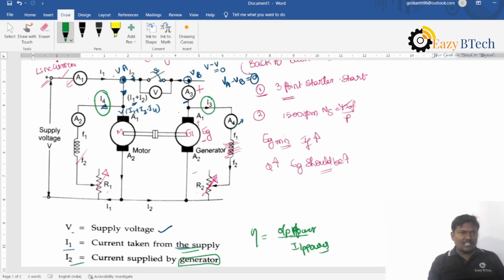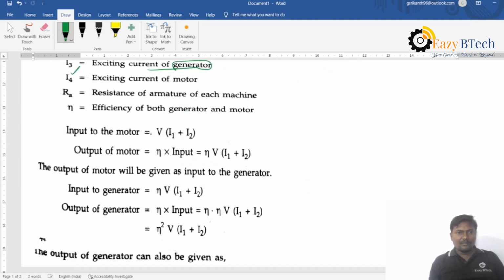The motor is this combination. The motor voltage is V, and the current flowing through the motor is I1 plus I2. Then the input to the motor is V into I1 plus I2. So eta is equal to output power divided by input power. If you know the input power, output power is equal to eta into V into I1 plus I2. So this is the output of the motor.